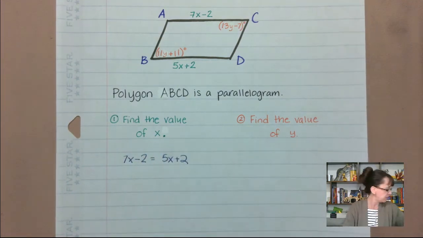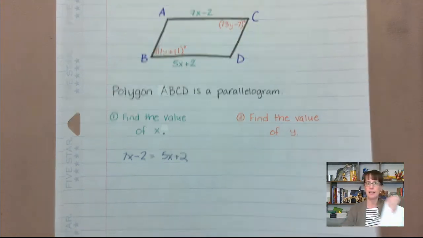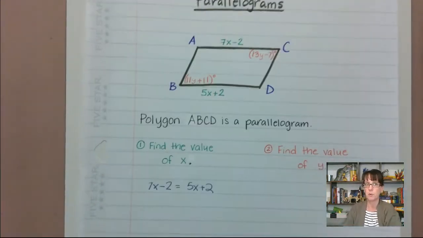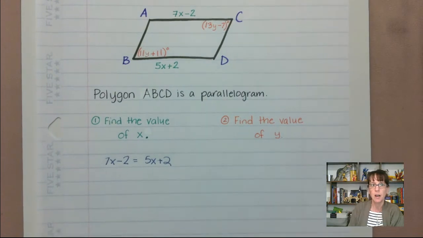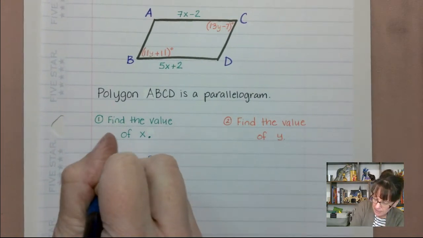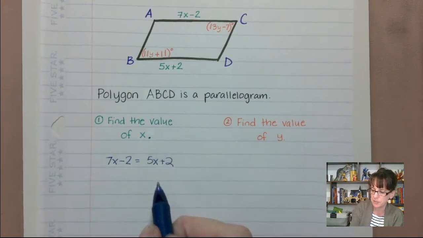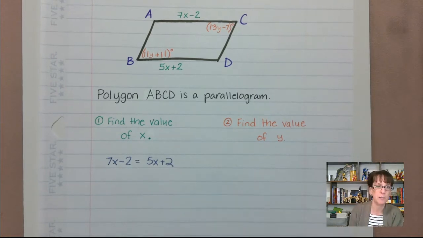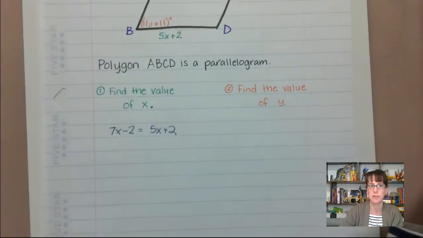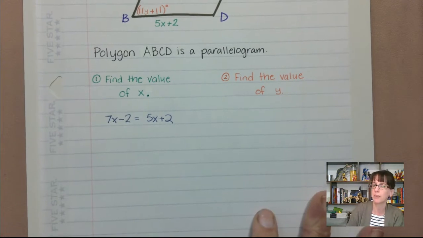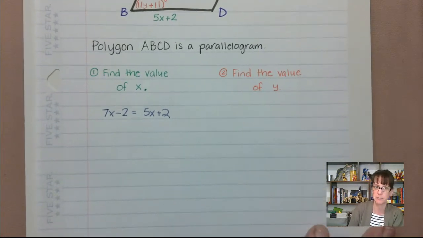Okay, so now what we've got to do is solve that guy. I just realized I don't have a board underneath here, and that makes it a little harder. Okay, so 7x minus 2 equals 5x plus 2. What I always encourage you to do is deal with your variables first, because if ever you have an answer of 0, having dealt with your variables makes it a little easier.